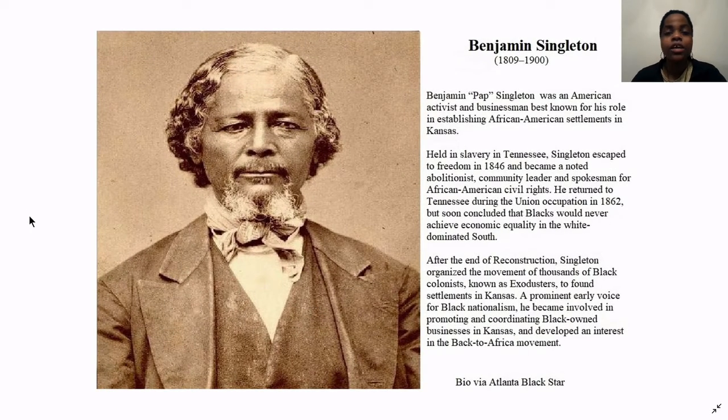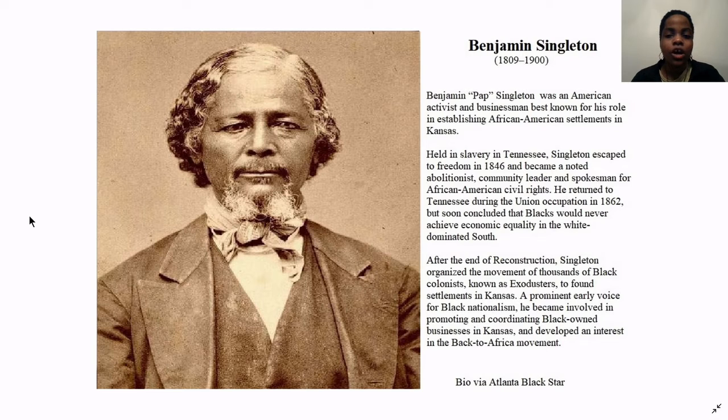Benjamin Singleton. Benjamin Singleton was born in 1809, and he was known as Pap, so Benjamin Pap Singleton. He was an American activist and businessman, best known for his role in establishing African American settlements in Kansas. He was held in slavery in Tennessee, and he escaped to freedom in 1846 and became a noted abolitionist, community leader, and spokesman for African American civil rights.